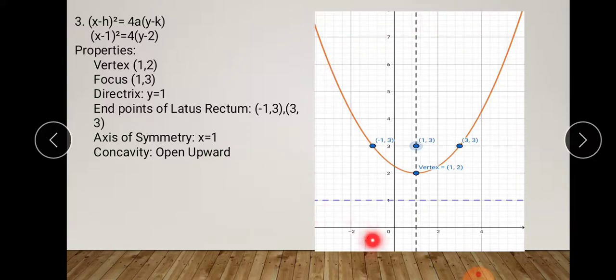And this is the graph of example number 3. This is the vertex at the point (1, 2), and this is the focus at the point (1, 3). And this is the end of the latus rectum, (3, 3) and (−1, 3). And this is the axis of symmetry, and this is the directrix.